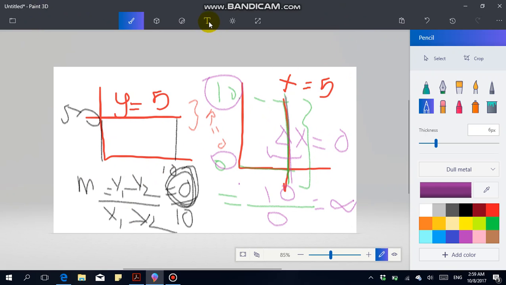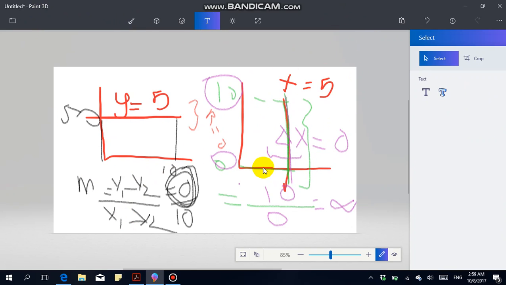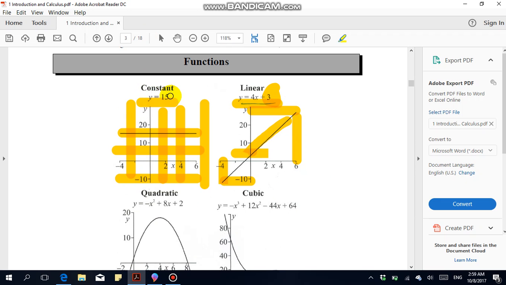So the gradient of the second line is undefined, whereas the gradient of the first line is 0. So these are 2 unique cases which he's trying to explain over here. When he says y is equal to 15, he's just basically trying to say to you that the gradient of this line is 0 and the equation of the line is simply where the line cuts the y-axis at 15.